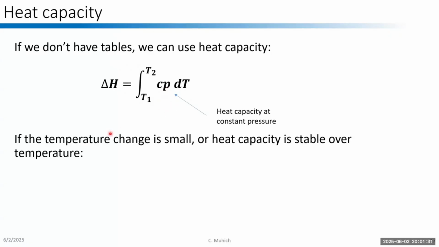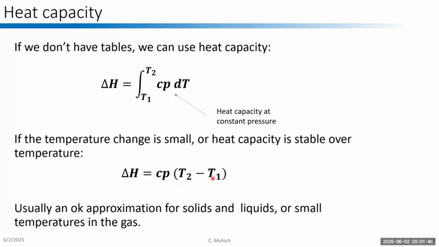So oftentimes if this change in temperature is small, or heat capacity doesn't really depend on temperature, we might often write the change in enthalpy is my heat capacity times the difference in these two temperatures. Okay, this is usually an okay approximation if I have solids or liquids, or if I'm looking at a small temperature range in a gas.